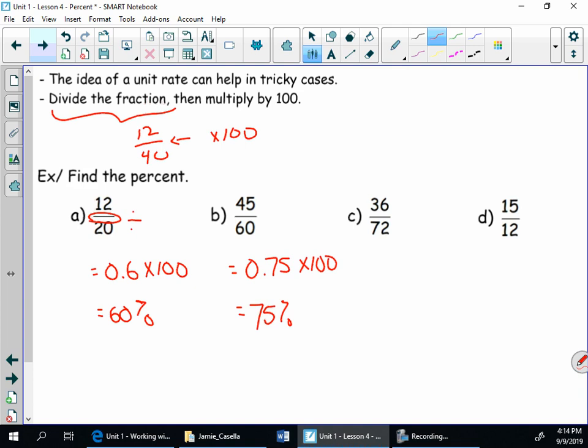And we're going to combine it and do it all at one time. 36 out of 72, and then times it by 100 will give us 50%. 15 out of 12 times 100 units gives us 125%. More than 100%, more than the whole thing, which should make sense looking at the fraction, because we have 15 out of 12. If this is a quiz, it means you got some bonus marks.